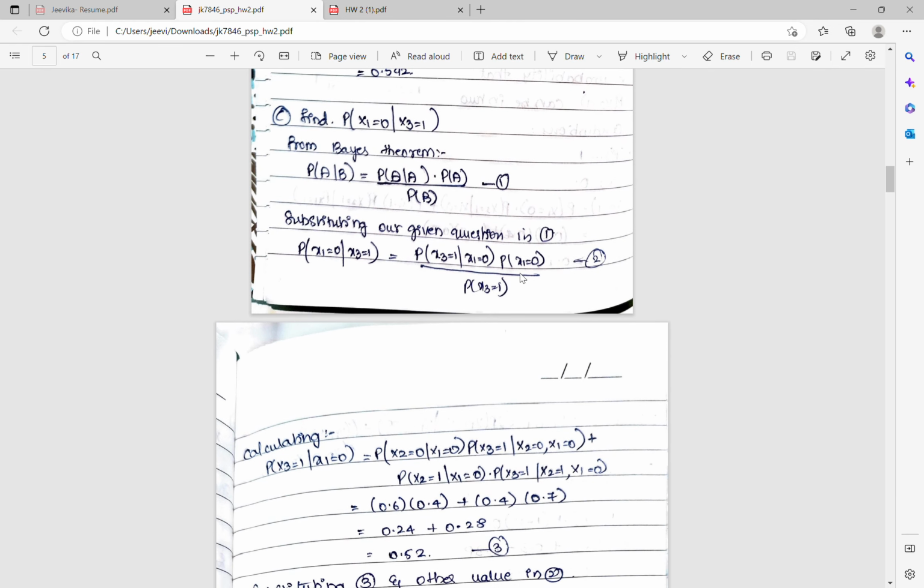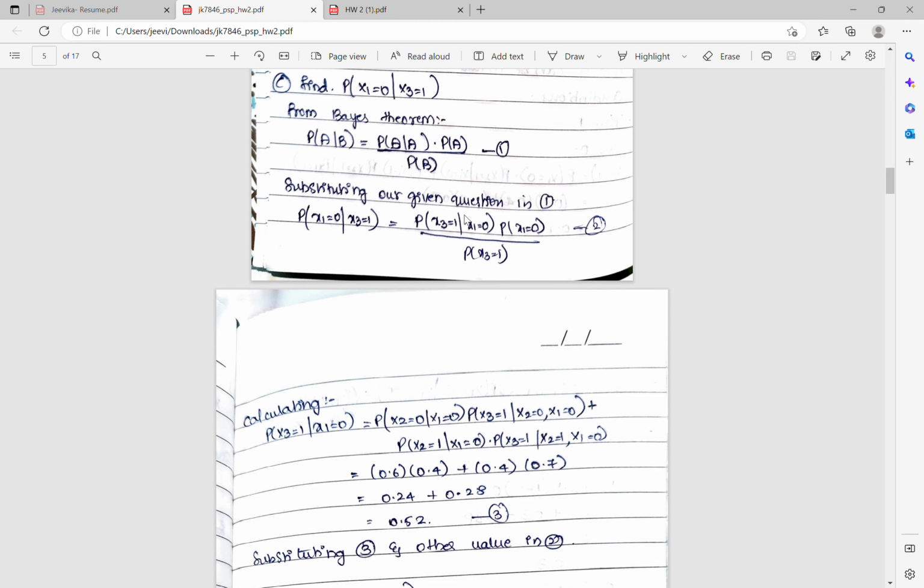Now to solve this, first let's calculate the probability of x3 = 1 given x1 = 0. We can calculate this: x3 will be 1 in two conditions, that is, probability of x2 = 0 given x1 = 0, into probability of x3 = 1 given x2 = 0 and x1 = 0, plus probability of x2 = 1 given x1 = 0 into probability of x3 = 1 given x2 = 0 and x1 = 0.